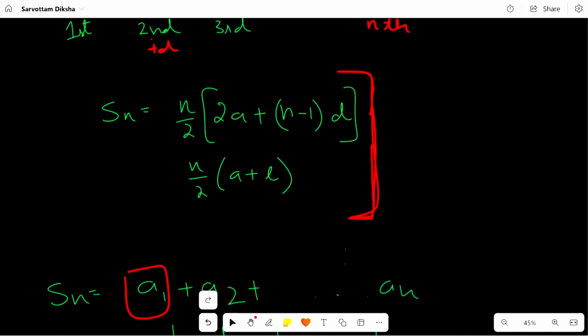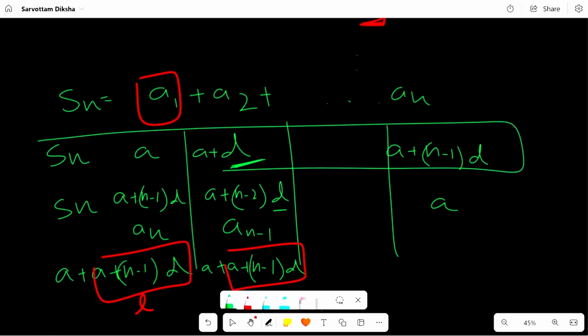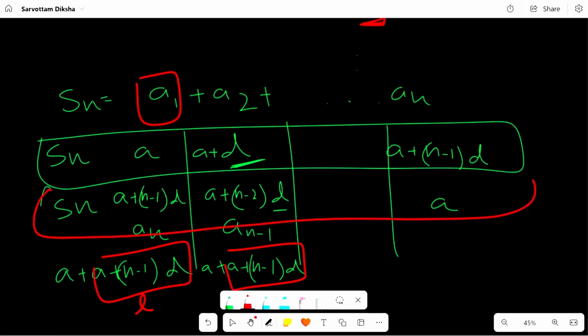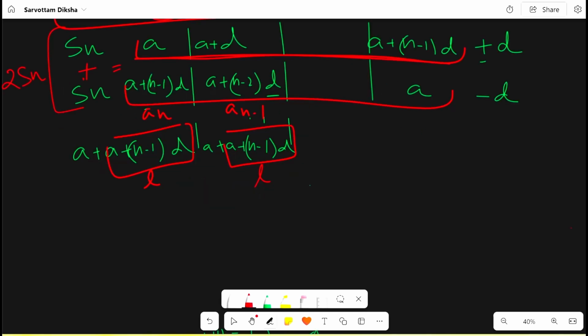And why have I divided by 2? Because I added both the terms twice, one in ascending order and second in descending order. So on the LHS, I added Sn twice. So twice Sn is equal to n into (A plus L), because there are n such pairs, and Sn is equal to n by 2 into (A plus L).